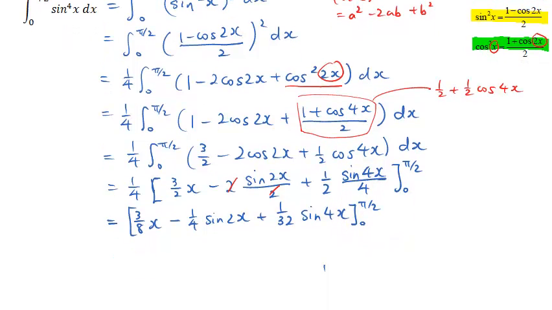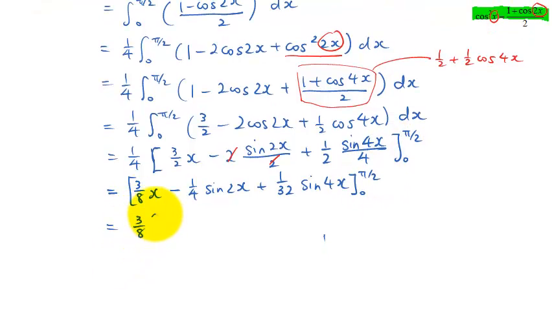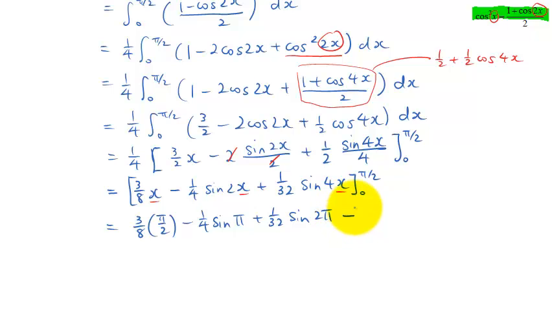So with this, I'm going to substitute the upper limit. I'm substituting the upper limit into my x. So 2 times pi over 2 is pi. 4 times pi over 2 is 2 pi. And then I will have to subtract the substitution of the lower limit into x. So I have substitute x equals 0 here, I'll have 0. Substitute x equals 0 here, sine of 0 will be 0. Substitute x equals 0 here, sine of 0 is again 0.